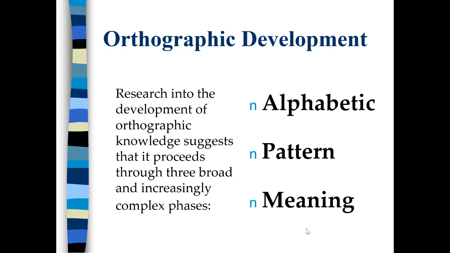And then lastly, in orthographic development, of course, we need to know what words mean so that we can comprehend. So we go from individual alphabet and letter sound relationships to patterns that letters create when they are put together, and then the meaning of words.